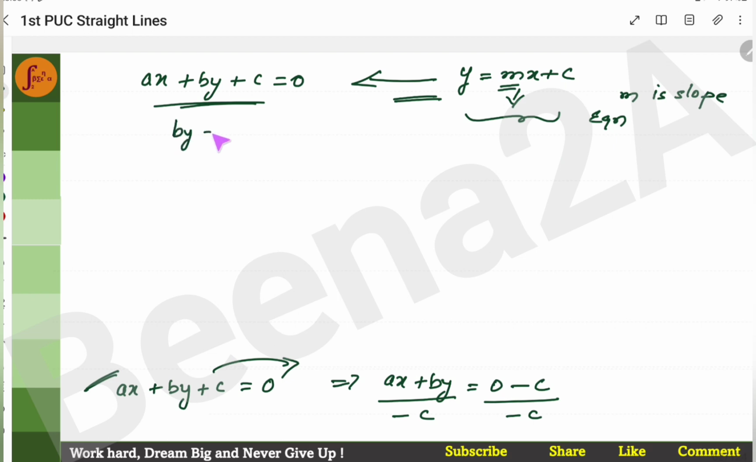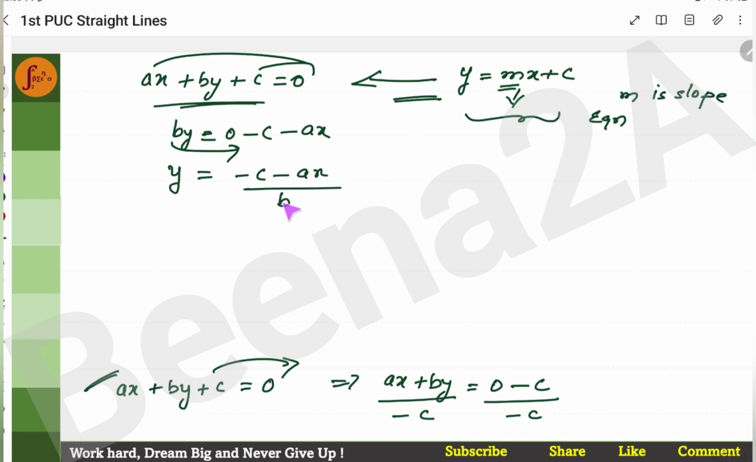So we have by, we'll shift this here, shift this here. So it'll be 0 minus c minus ax. Then I'll just keep y here, shift b. So this will be minus c minus ax by b. Now I'll split this. This is nothing but minus c by b minus ax by b. Now I'll rearrange it. That is, I'll bring this term first. So it's minus a by b into x minus c by b.